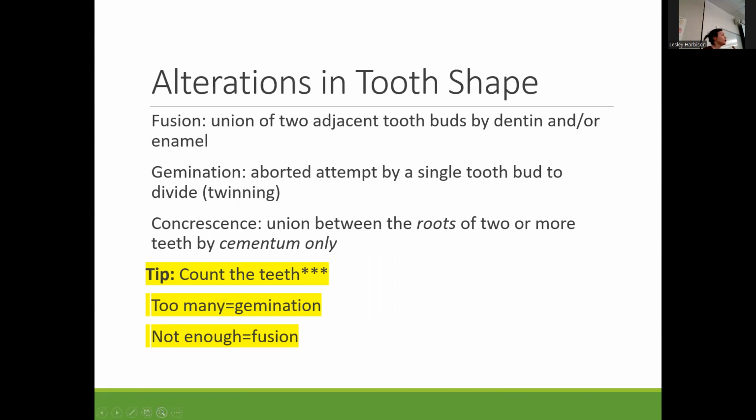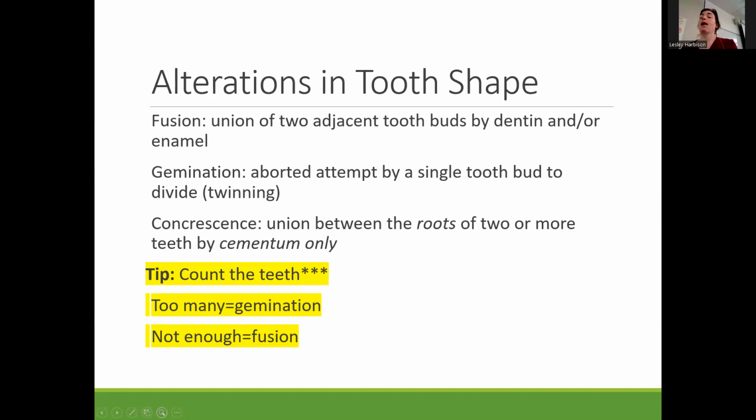A tip for fusion and gemination is to count all the teeth. If you count the lower anterior incisors and there's three of them, but one of them looks really big, then you have fusion. And if you count them and you get five, but you only see four roots, then that's gemination. It was starting to divide, or it wanted to divide.